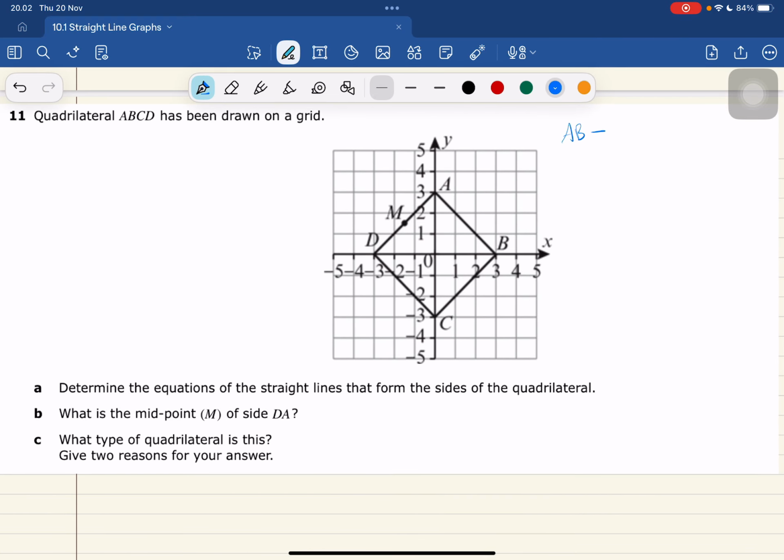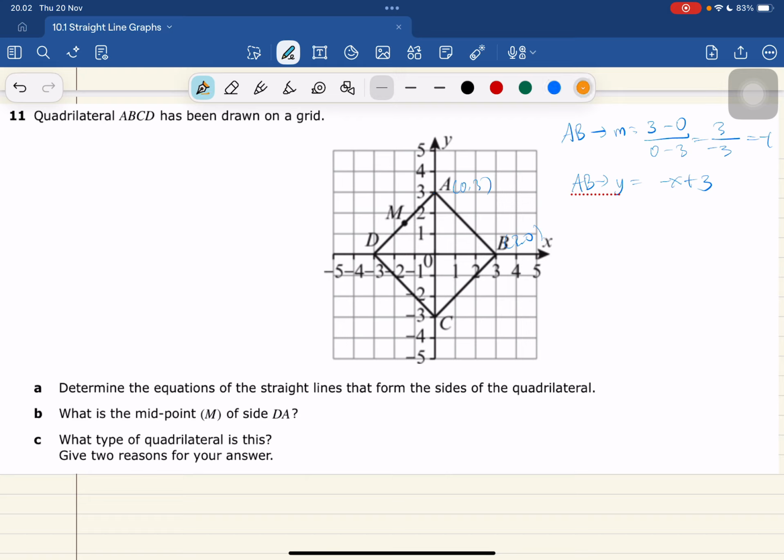AB, let's find the gradient of AB. This point is (0, 3) and here is (3, 0). So we get the gradient: the second y, 3 minus 0, and then 0 minus 3. So 3 divided by minus 3 equals minus 1. The y-intercept is here, 3. So AB will be y equals minus x plus 3.